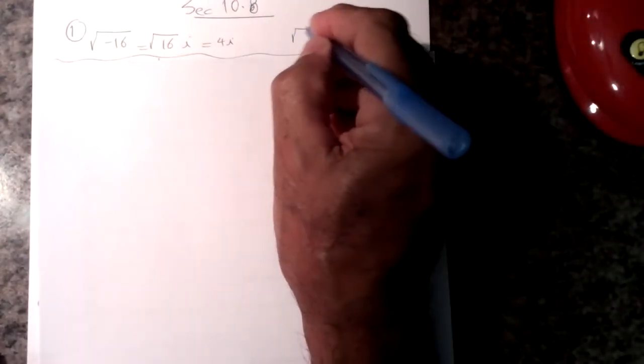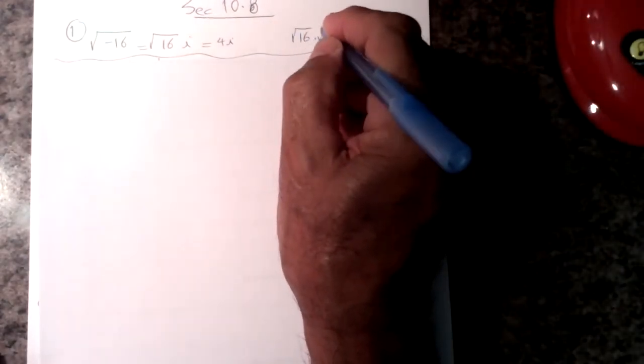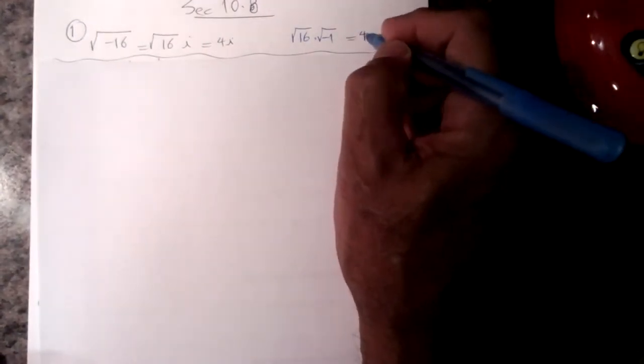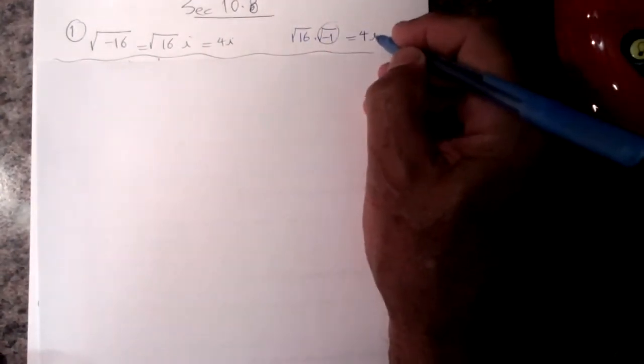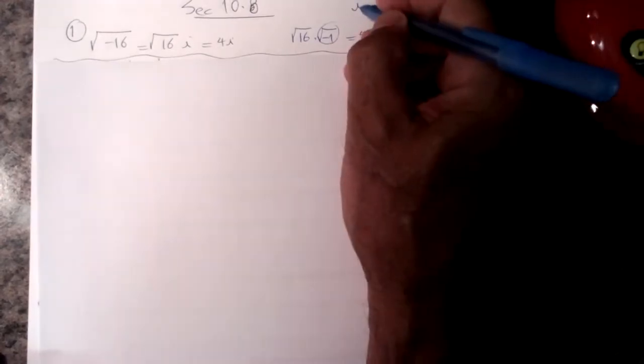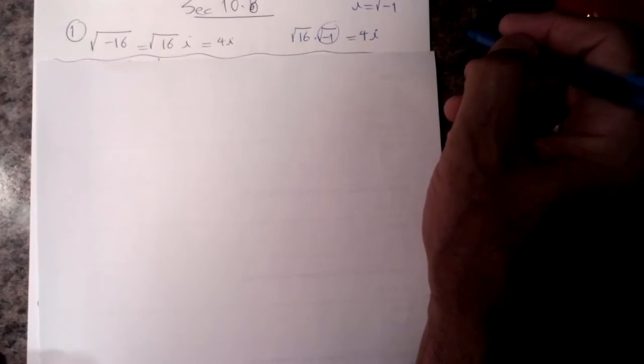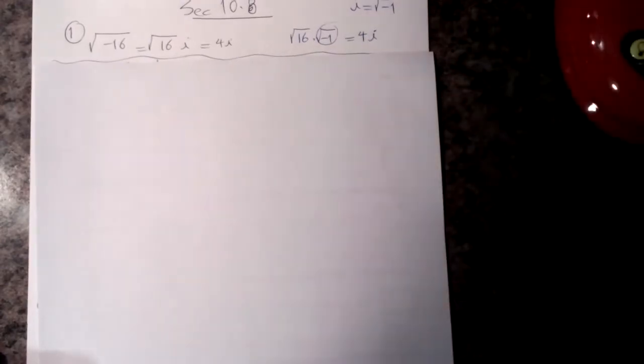Here you have a bunch of problems. Radical -16 is radical 16 times i, because you have radical 16 times radical -1, which is 4, and this one is i. So i is radical -1.